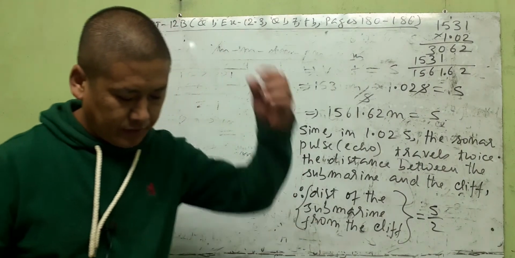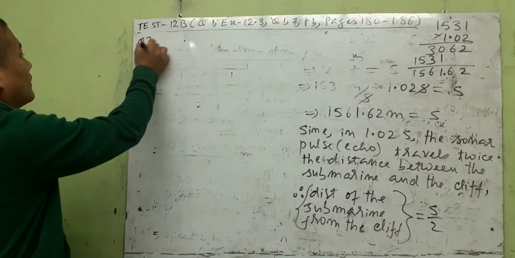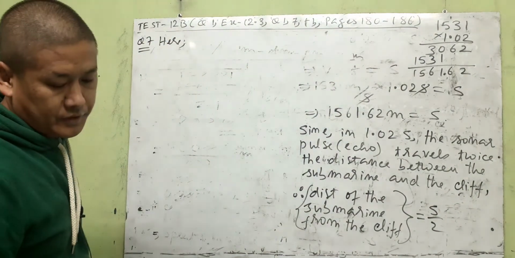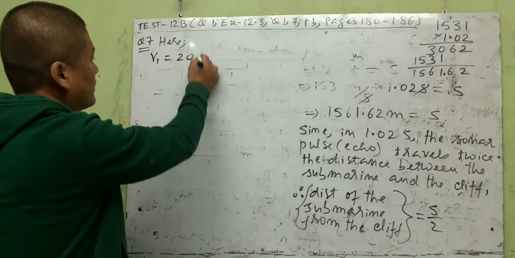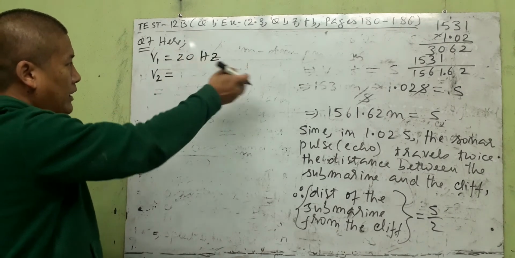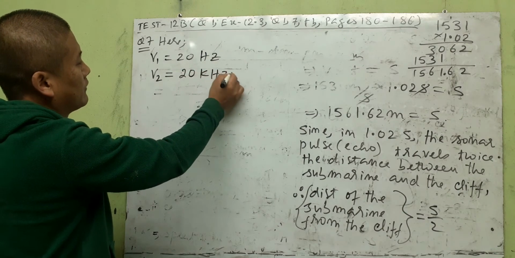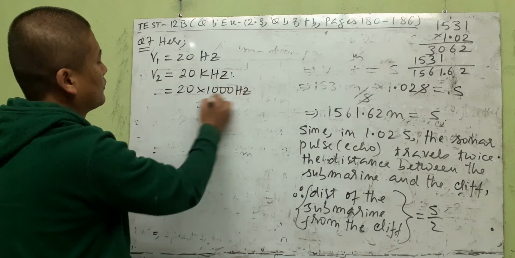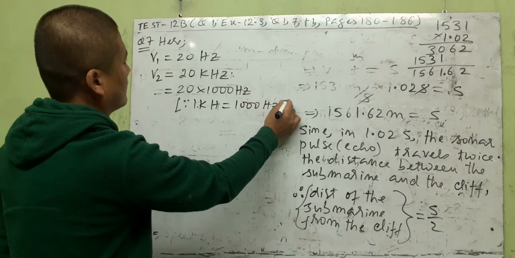A person has a hearing range from 20 hertz to 20,000 hertz. As we read the question, hertz means the frequency, denoted by small v. v1 is equal to 20 hertz. Another range is from lower to higher frequency, so the next one is 20 kilohertz. We have to convert this to SI units, so 20 into 1000 hertz, because 1 kilohertz is equal to 1000 hertz.